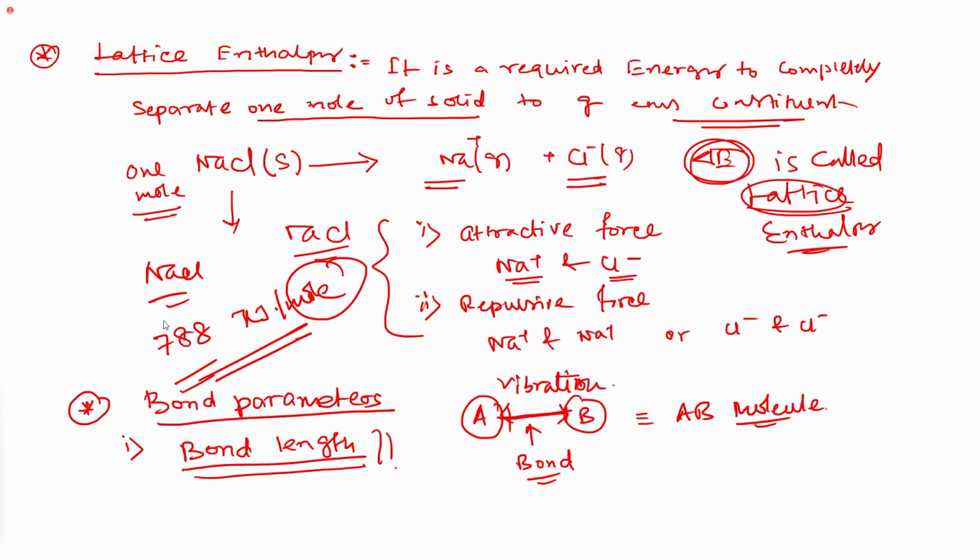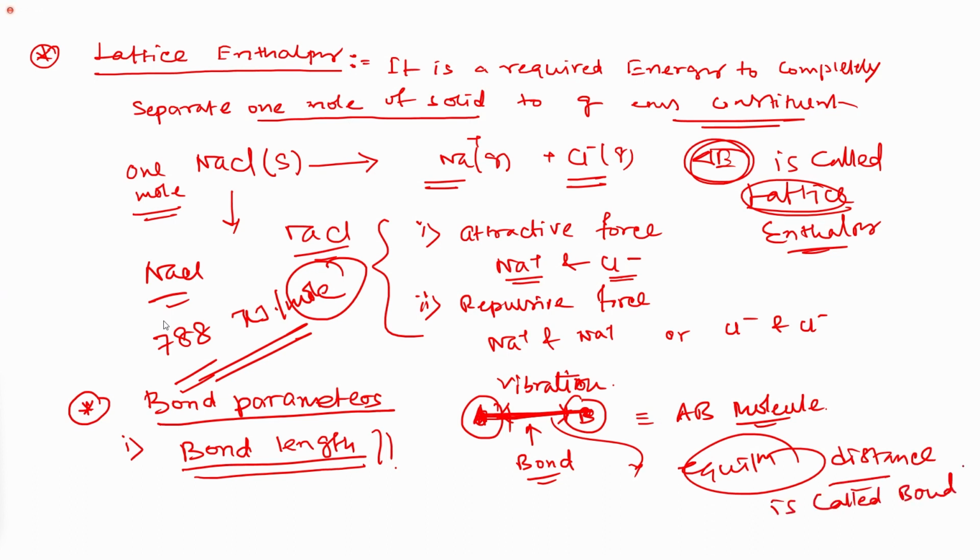So the definition of bond length is that bond length is defined as the equilibrium distance between the two nuclei of two bonded atoms. Whatever nuclei is present here, the A nucleus and the B nucleus, the distance between them, this equilibrium distance, is very important. This equilibrium distance is called bond length.